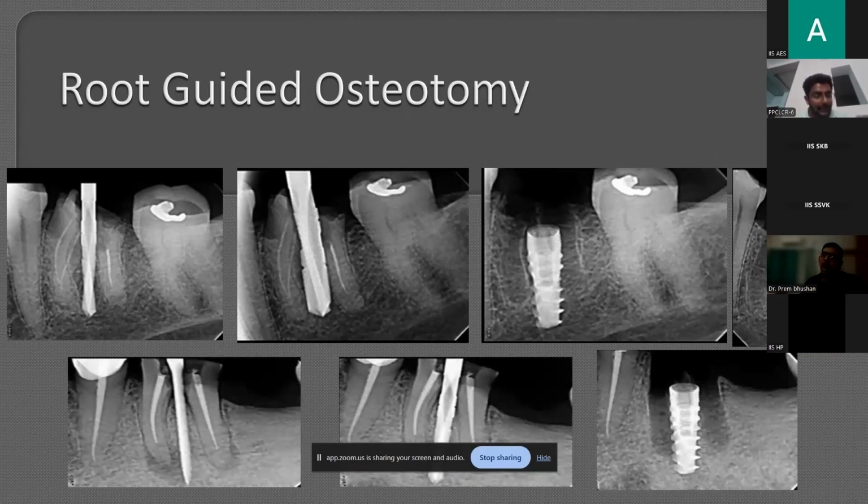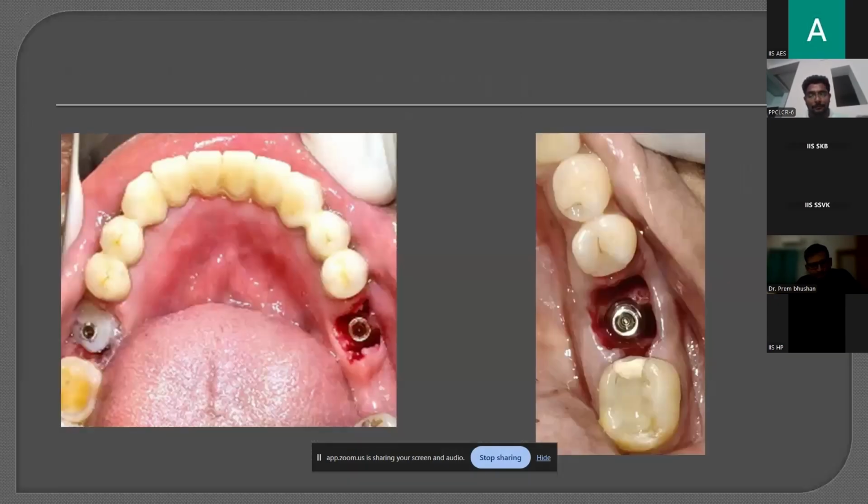So this is again a similar case in which a root-guided osteotomy was done, and we will be able to appreciate the exact position of the implant in the interdental septum. And this is the clinical image of those patients.